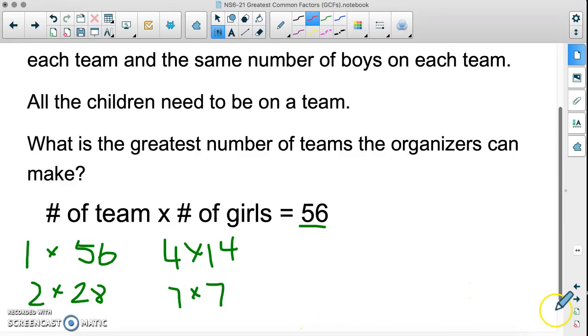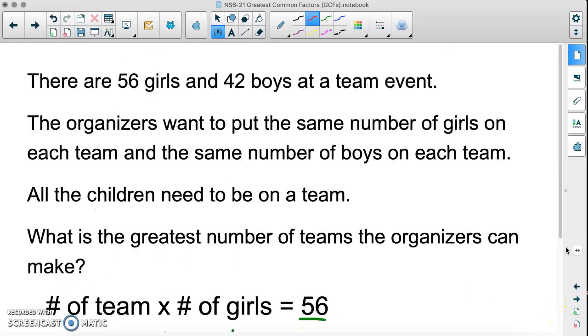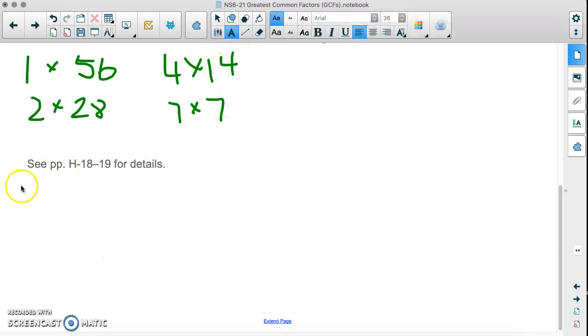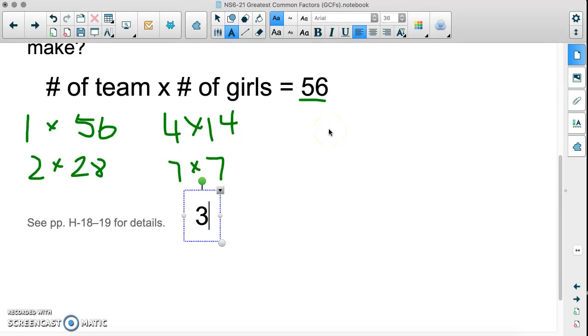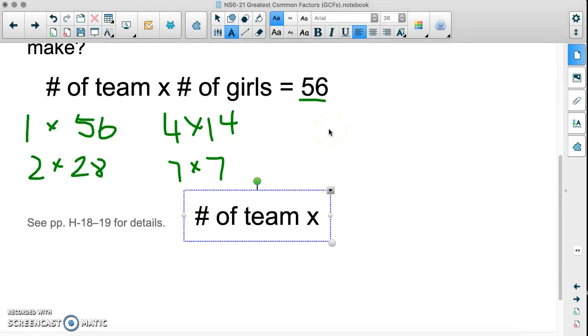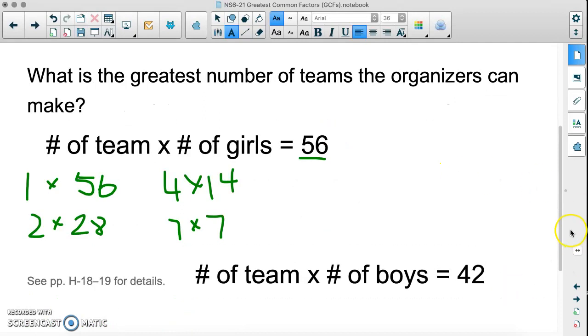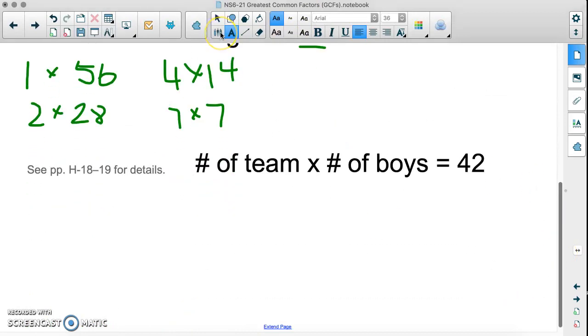So now let's think about the boys. Oh, sorry, still on the same page. If we're thinking about the boys now, I'm just going to extend this a little bit. For the boys, we need to think about if all the boys must be on teams, how many can be on each team? Well, we would have the same sort of equation that we did above for the girls. The number of teams times the number of boys has to equal 42, because there's only 42 boys. So now we're going to find all the factors for 42.